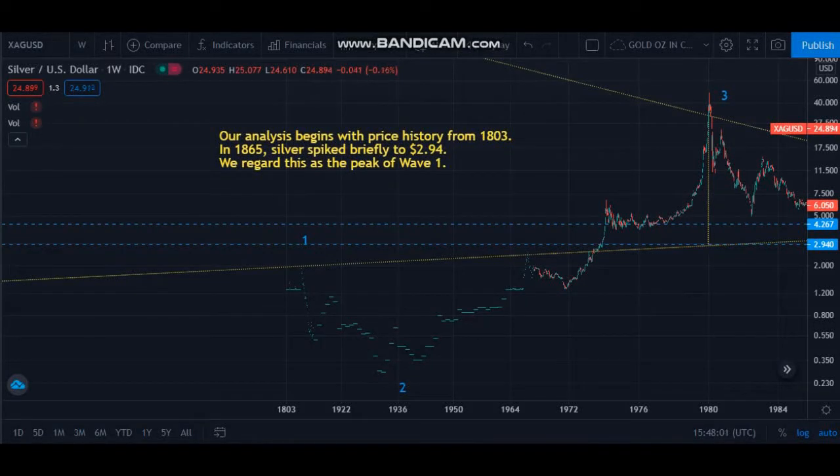Our analysis begins with price history from 1803. In 1865, silver spiked briefly to $2.94. We regard this as the peak of Wave 1.